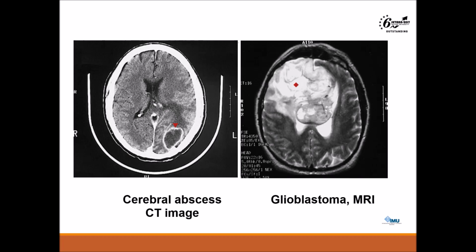Not only skull bone fracture and hematoma, CT scan and MRI can detect infection like cerebral abscess, that's shown in the left image, and also the MRI can detect brain tumor. The MRI is the best method for diagnosing and detecting brain tumor. Here in this image, there is an abnormal tumor which is called a glioblastoma, which can be detected by the MRI scan.